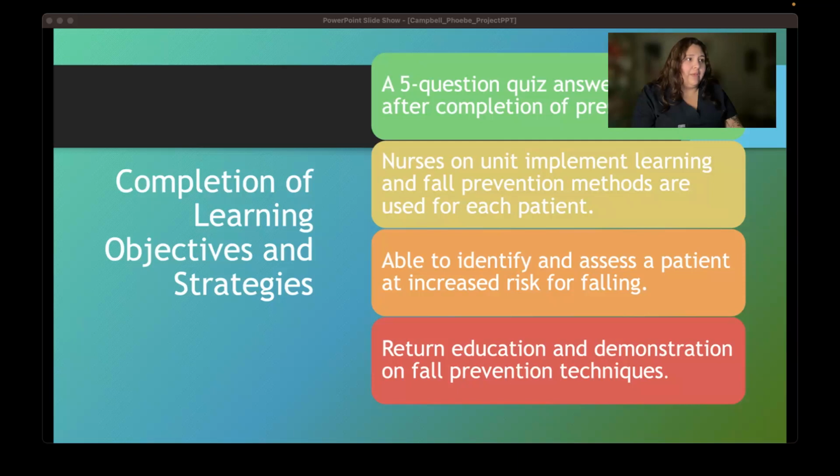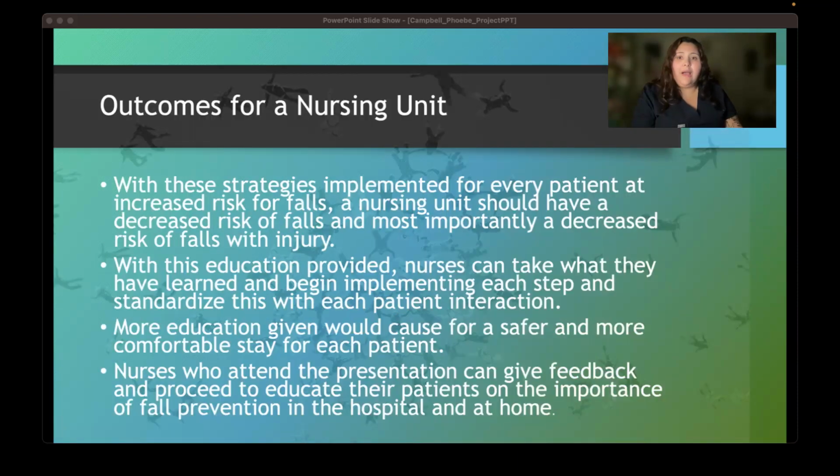Nurses on the unit will implement the learning and fall prevention methods for each patient. Nurses will be able to assess and identify someone who has an increased risk for falling, and nurses will be able to educate and return demonstrate the fall prevention techniques they have learned today. So, outcomes for the nursing unit. With these strategies implemented for every patient at increased risk for falls, a nursing unit should have decreased risk for falls, and most importantly, a decreased risk for falls with injury.